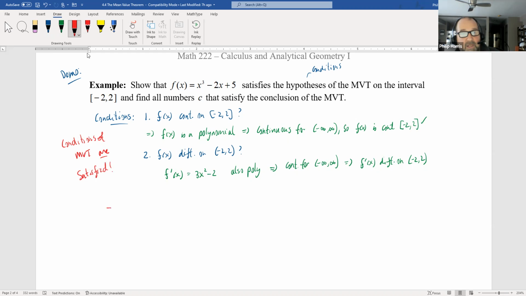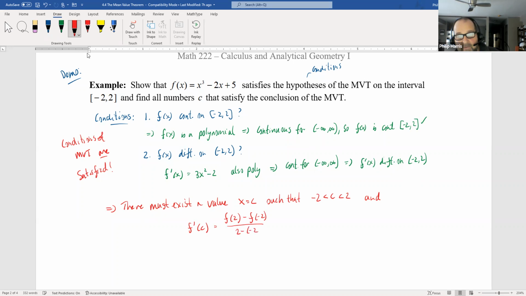So this means that there must exist a value x equals c such that -2 is less than c is less than 2, and f prime of c is equal to, in this case, f of 2 minus f of -2 over 2 minus -2.